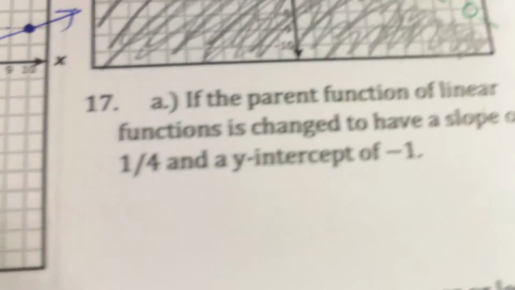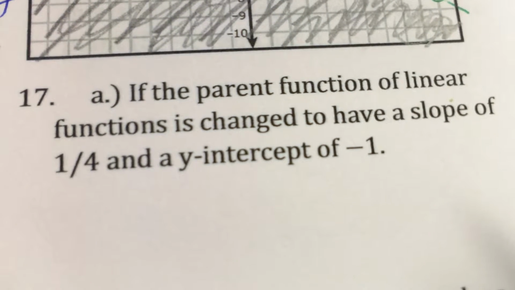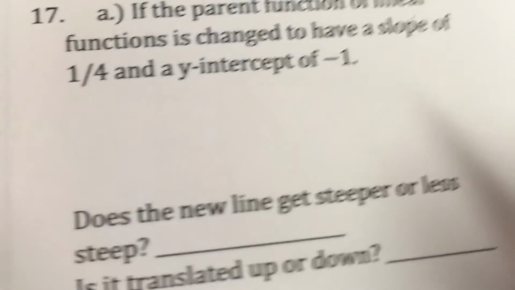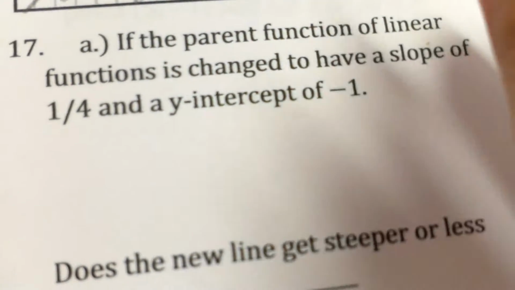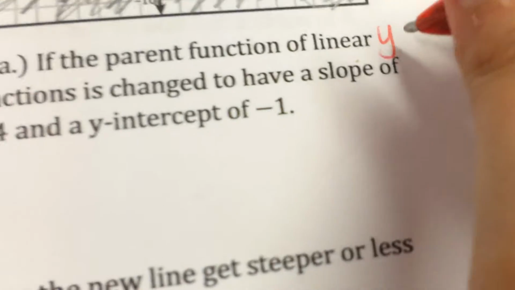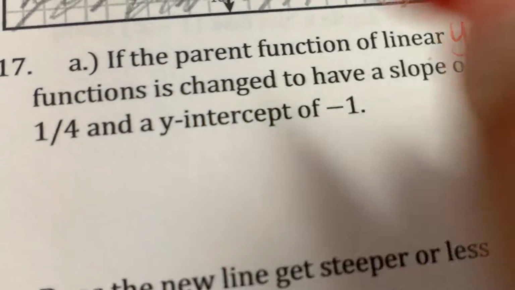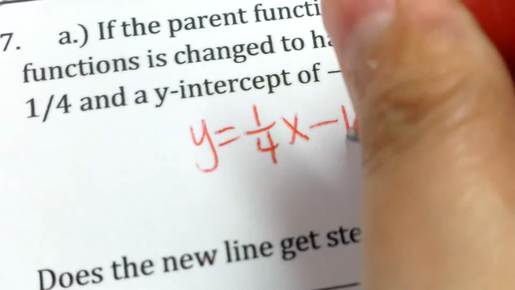Alright, here's another one. If the parent function of linear functions is changed to have a slope of 1/4 and a y-intercept of -1, does the new line get steeper or less steep? Is it translated up or down? So the parent function of linear functions is y equals x. And now it's going to be changed to have a slope of 1/4 and a y-intercept of -1.